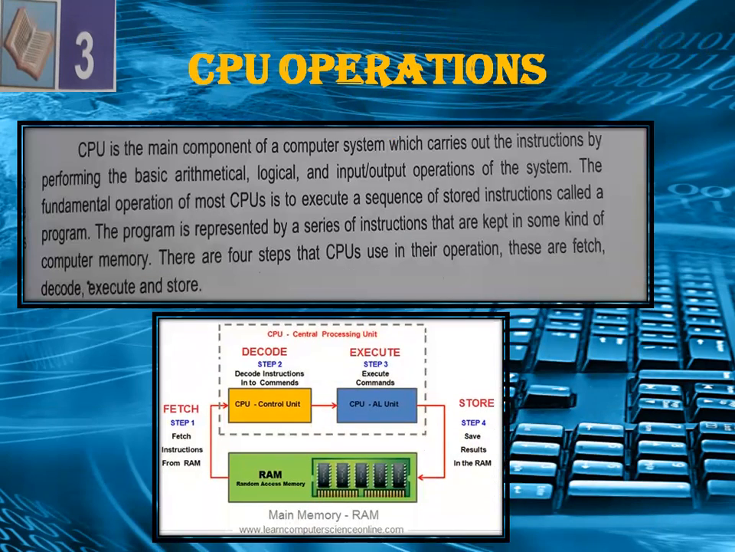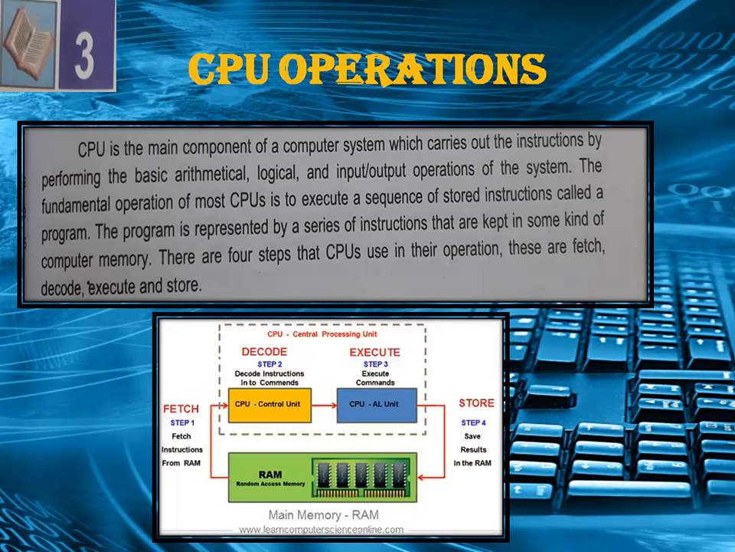CPU is the main component of a computer system which carries out the instructions by performing the basic arithmetical, logical, and input-output operations of the system. The fundamental operation of most CPUs is to execute a sequence of stored instructions called a program. The program is represented by a series of instructions that are kept in some kind of computer memory. There are 4 steps that CPU use in their operation. These are fetch, decode, execute, and store.